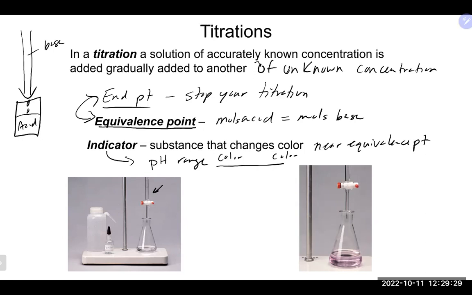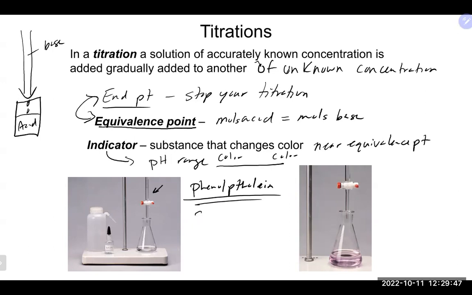If you've done titrations before, they still do that in Chem 50. It looked like they were doing that today over there. You maybe have used phenolphthalein as the indicator, and phenolphthalein is an indicator that's used a lot with acid-base titrations.